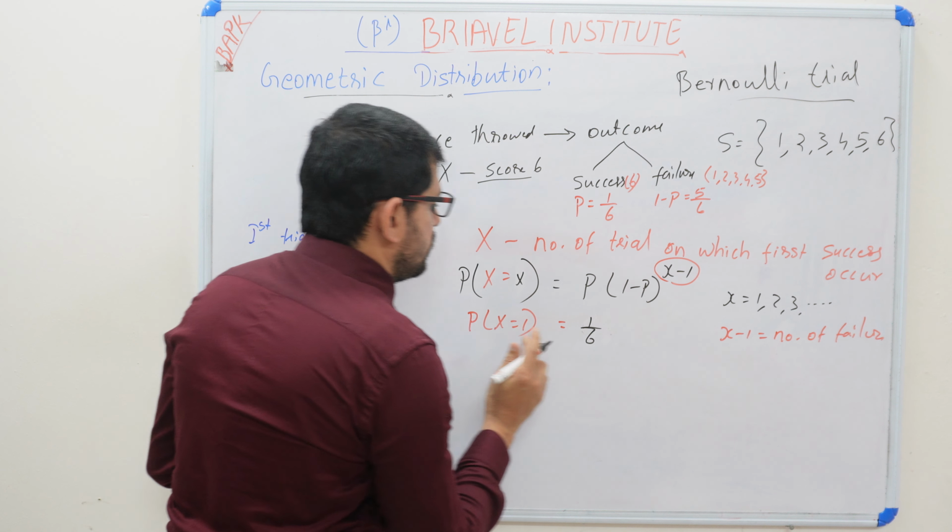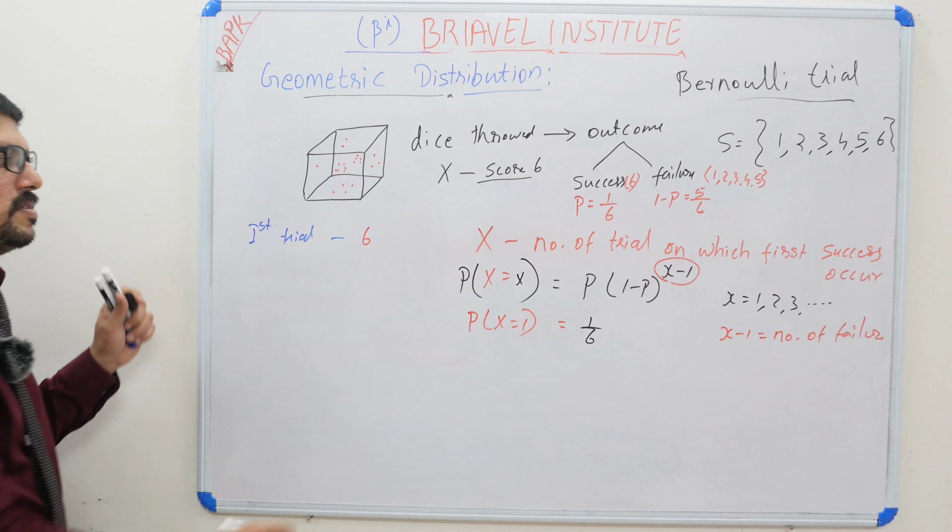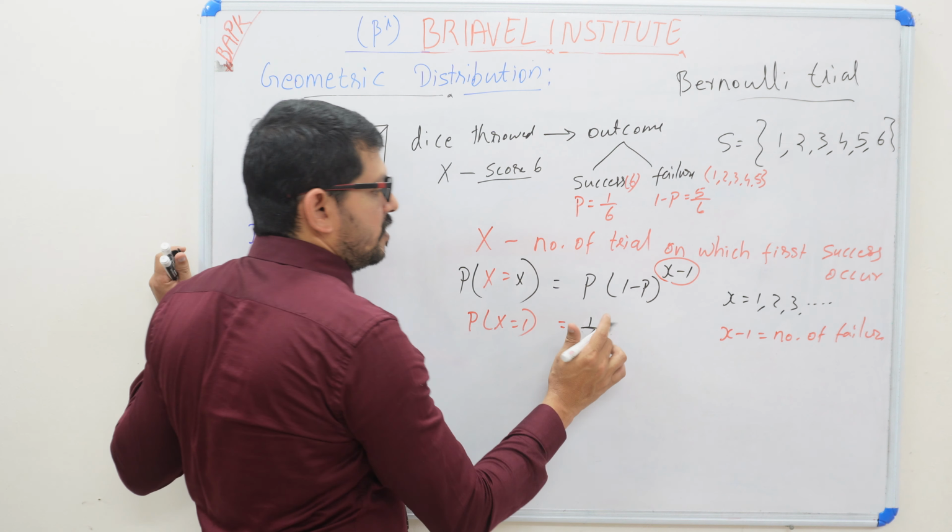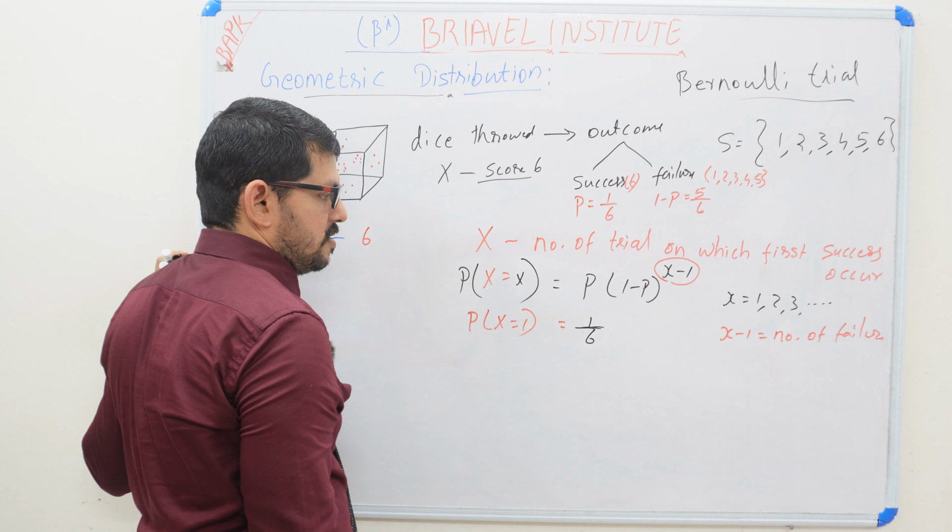So this is the first trial itself. Success means x is equal to 1. I got 1 by 6.